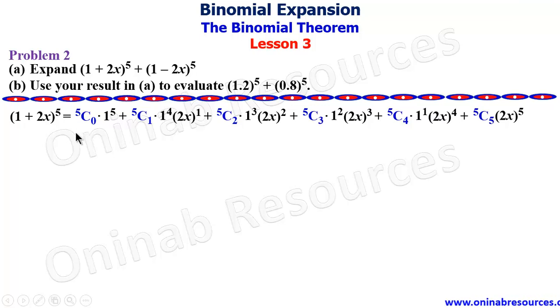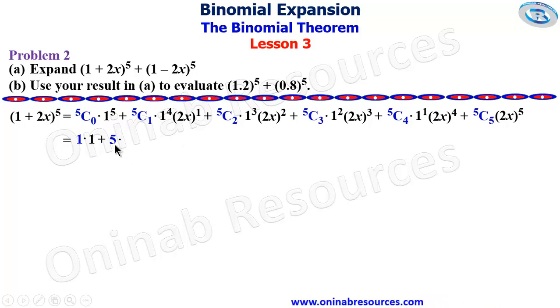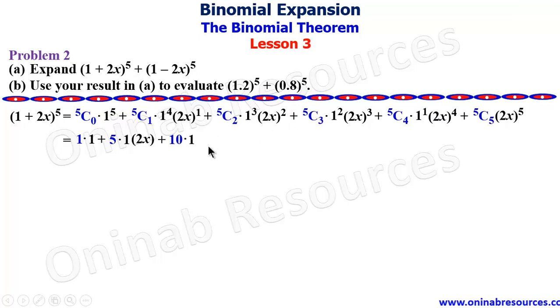So simplifying the coefficient, 5 combination 0 gives 1, then times 1, since 1 raised to power 5 is 1, plus 5, since 5 combination 1 is 5, then times 1, 1 raised to power 4. So 2x raised to power 1 still gives 2x, plus 5 combination 2 gives 10 times 1. 2x squared will give me 4x squared, plus 5 combination 3 still gives 10 times 1.